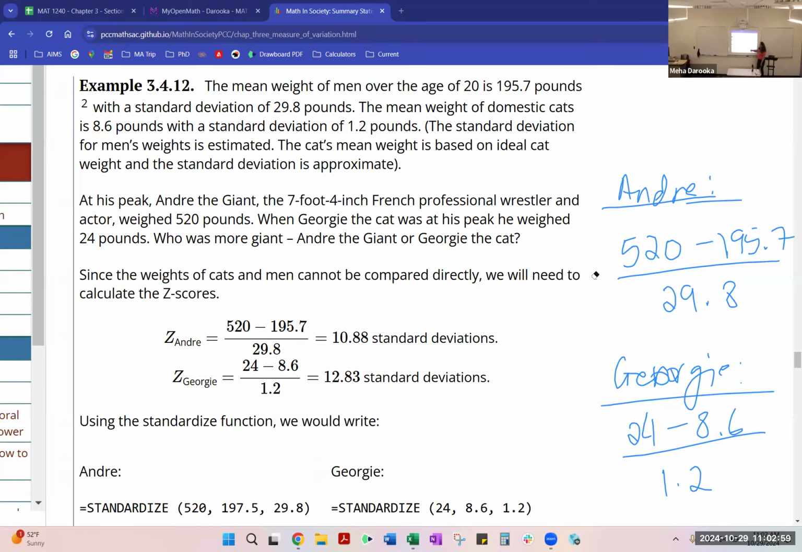Now, would we have guessed that in their own category, Georgie would have the higher standard deviation? I mean, it's a cat. How heavy can a cat get? But I guess the same thing applies for humans also, right? I mean, how heavy can we get? I mean, it's possible.